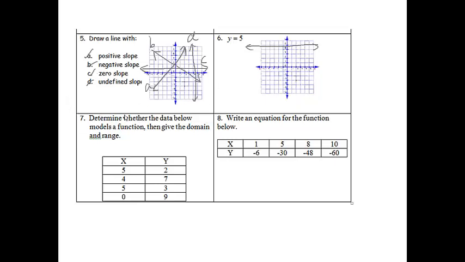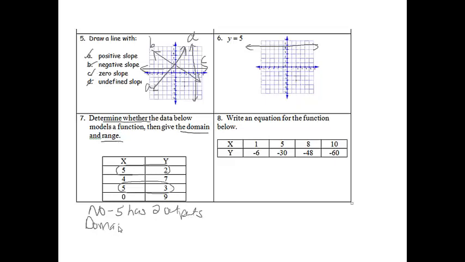Right, number 7, determine whether the data below models a function, then give the domain and range. So I need to say whether it's a function and then give the domain and range. So make sure we get both parts. All right, if I'm looking at this, I notice right away that I have 5, 2, and I have 5, 3. So the input of 5 has 2 outputs, and that cannot happen. So I'm going to say no, and I'm just going to say 5 has 2 outputs, and that is not okay.